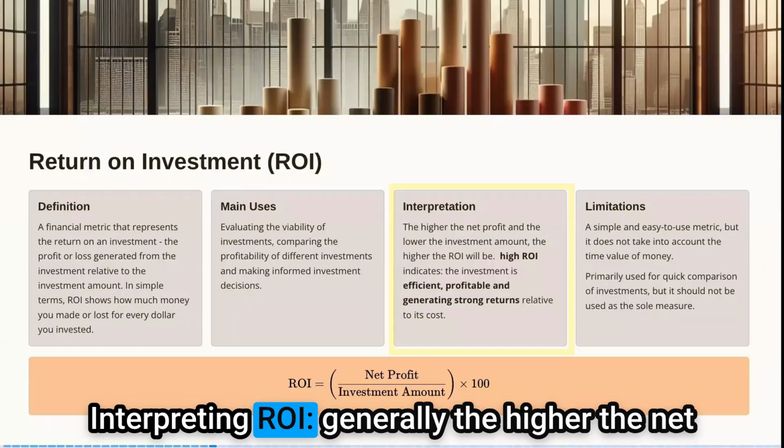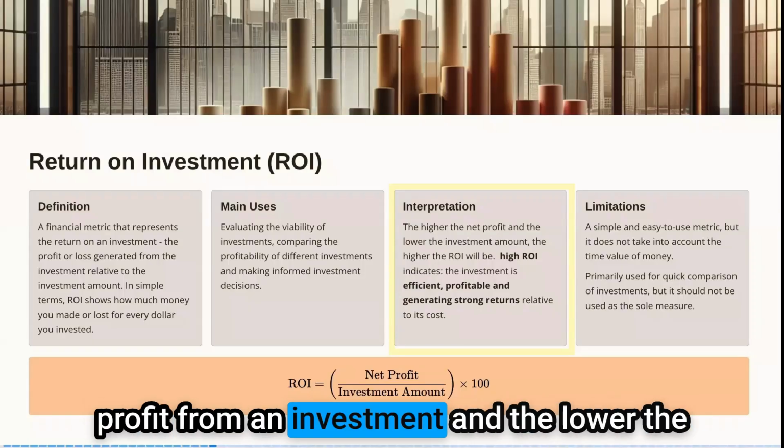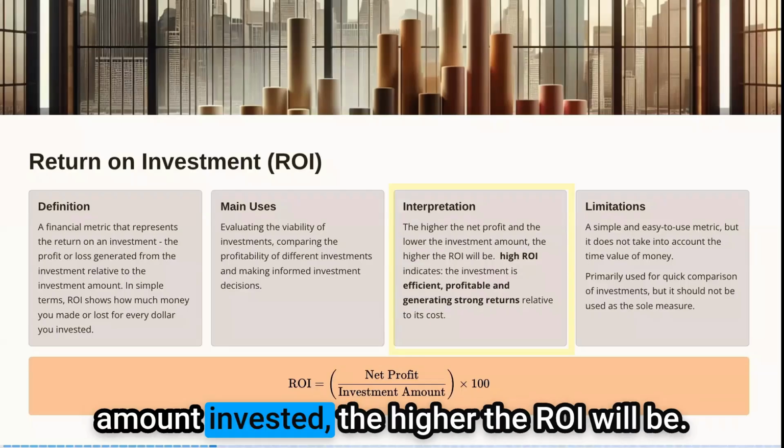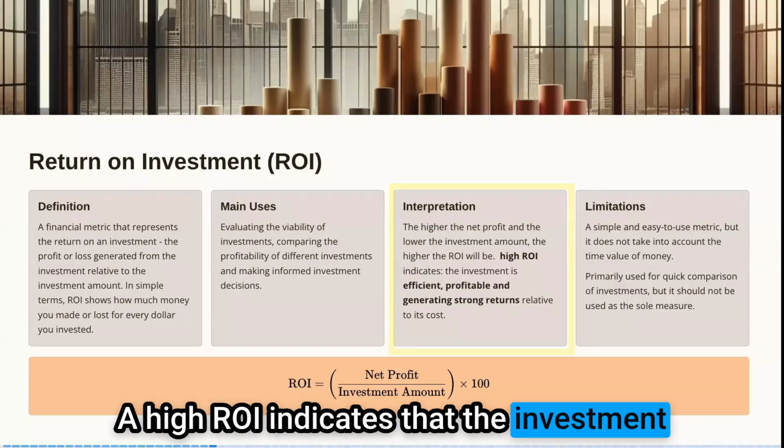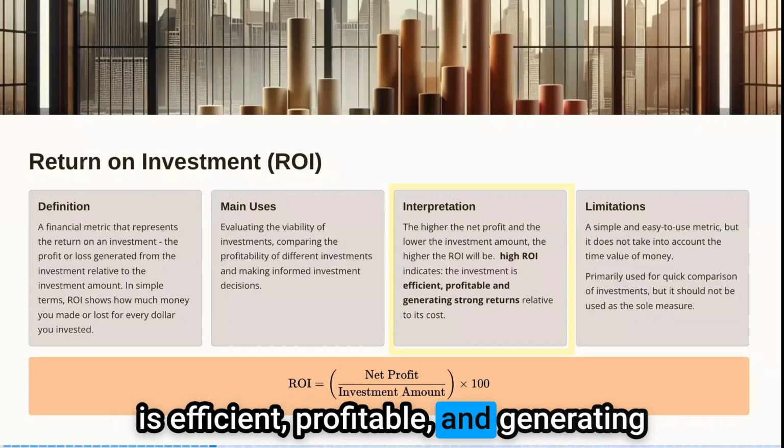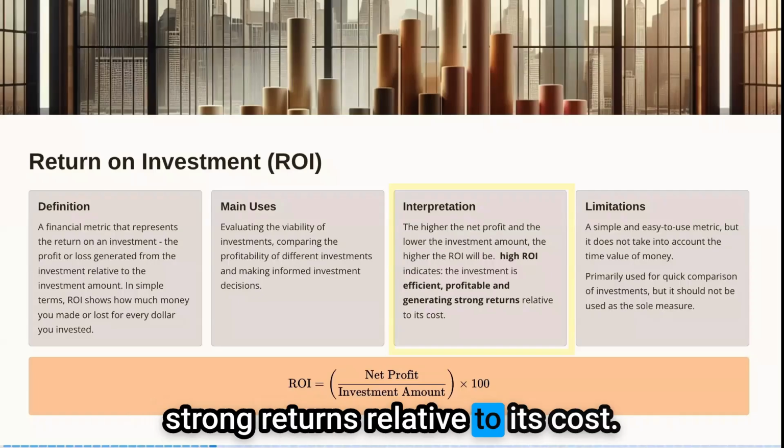Interpreting ROI. Generally, the higher the net profit from an investment and the lower the amount invested, the higher the ROI will be. A high ROI indicates that the investment is efficient, profitable, and generating strong returns relative to its cost.